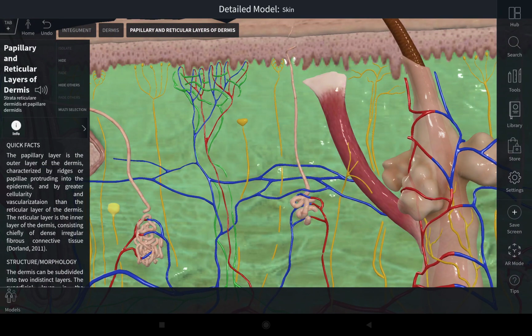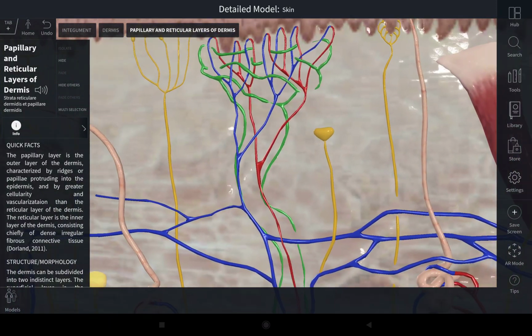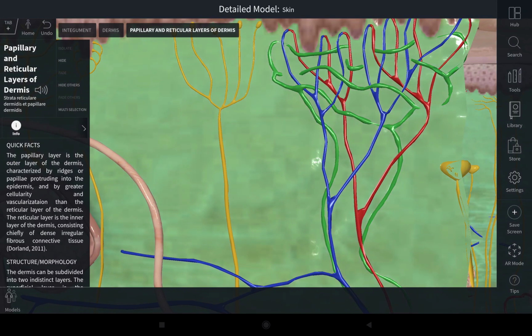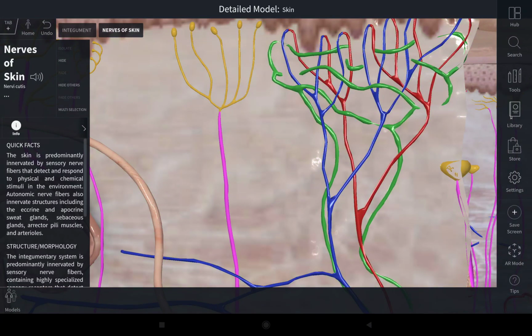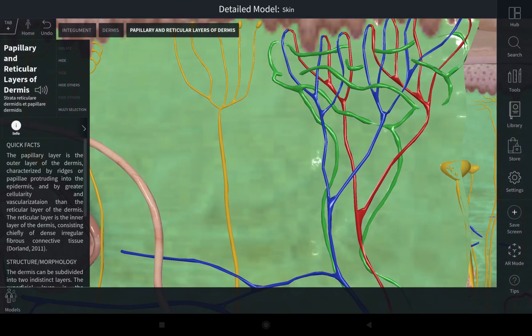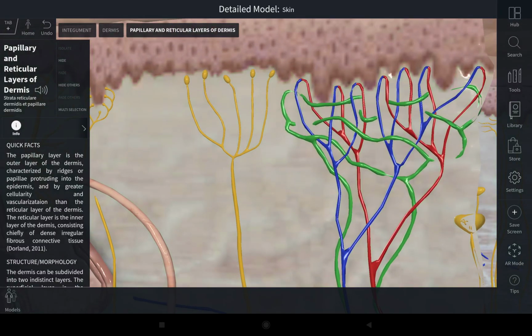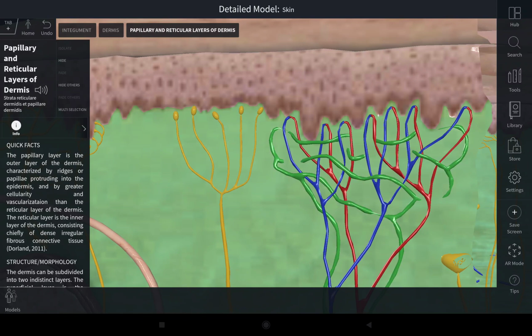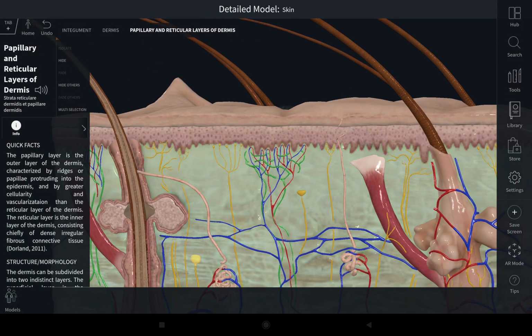Then the next structure is the nerves of the skin. This structure is the nerves of the skin.